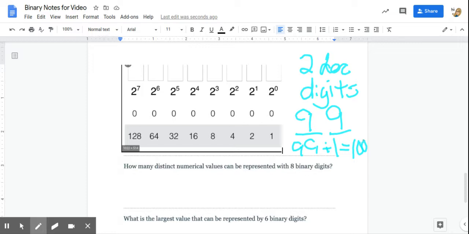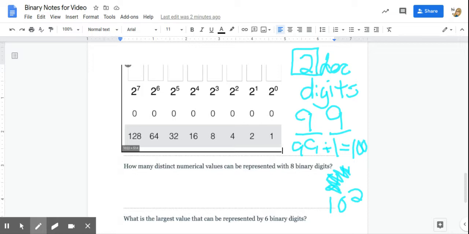Thinking about this more, what number is equal to 100? That's 2 to the 10th. I'm sorry, not 2 to the 10th, 10 to the second. So that gives me 100 numbers. Basically, if you take the number of digits and raise whatever number system you're in, decimal is base 10, to that power, so 10 to the second, that will tell you how many. So looking at ours, how many distinct numerical values can be represented with 8 binary digits?